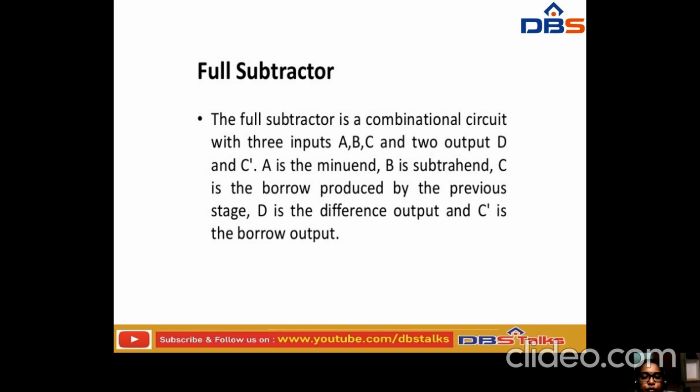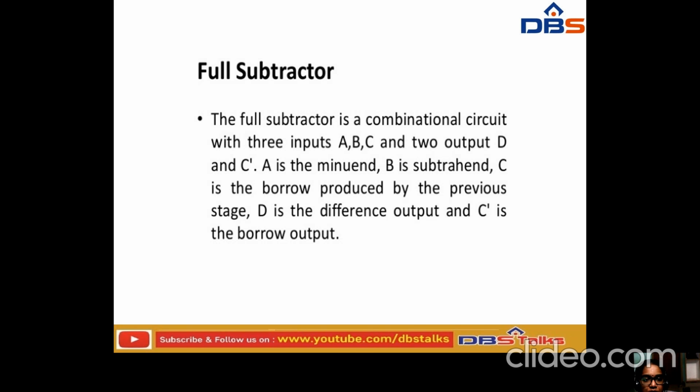See, here the full subtractor is a combinational circuit with 3 inputs A, B, C, and 2 outputs D and C. If you are going to perform the subtraction operation with these three inputs, we will get the difference and we'll get the borrow. So the number of outputs is 2 itself. Okay, so the full subtractor is a combinational circuit with 3 inputs, A, B, C, and the 2 outputs, that is D and C.